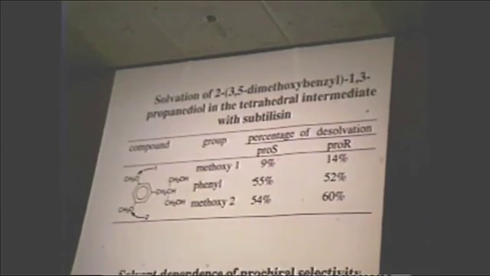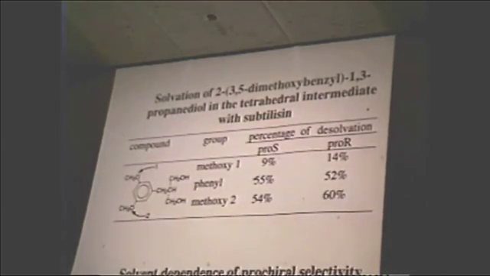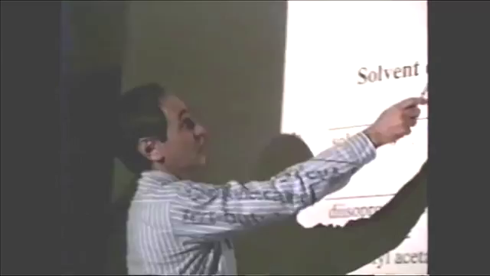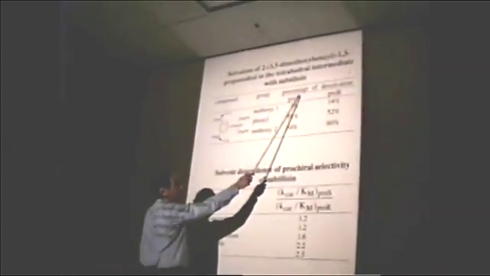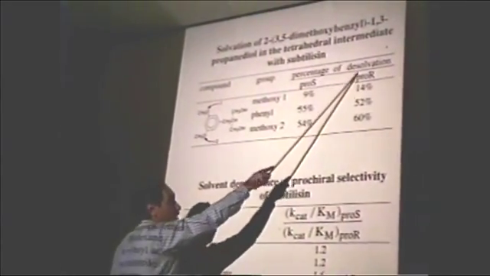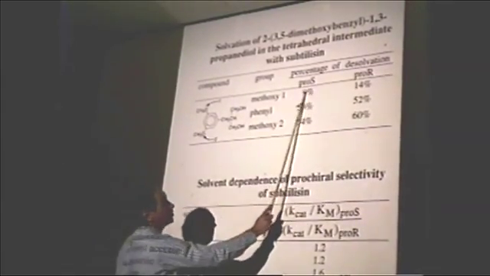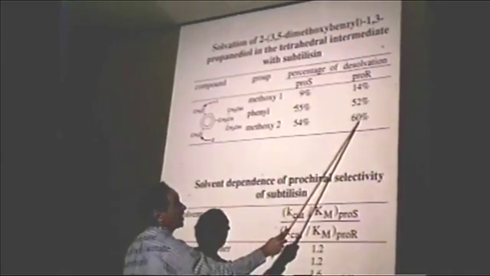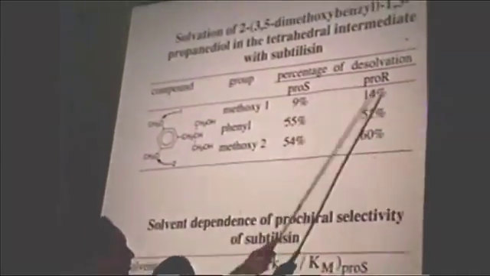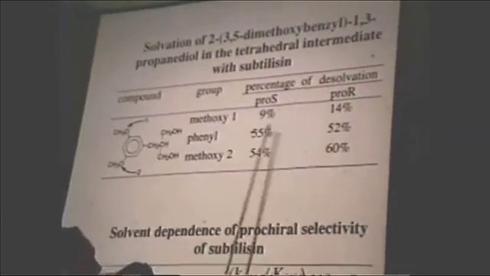Now, this analysis, of course, is independent of the enzyme. So we actually did the same thing with the other enzyme, subtilisin, that I talked about a little earlier. Now, subtilisin has a much more shallow active center than chymotrypsin does. So we did all the same calculations, and that's what we got for subtilisin. Now, you remember that in the case of chymotrypsin, pro-R, we had 100% desolvation, pro-S, less than 50%. Here, you can see that for both of them, we have essentially the same degrees of desolvation, and they're not great. 9, 14, 55, 52, 54, 60, very similar.